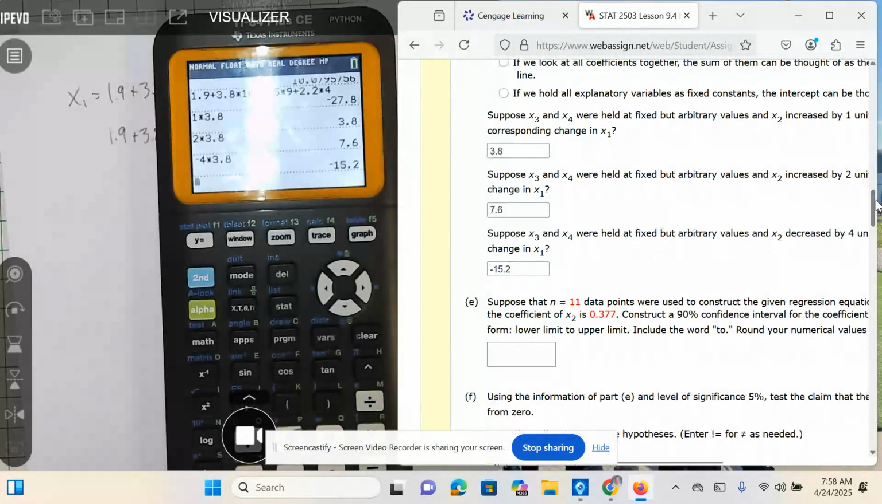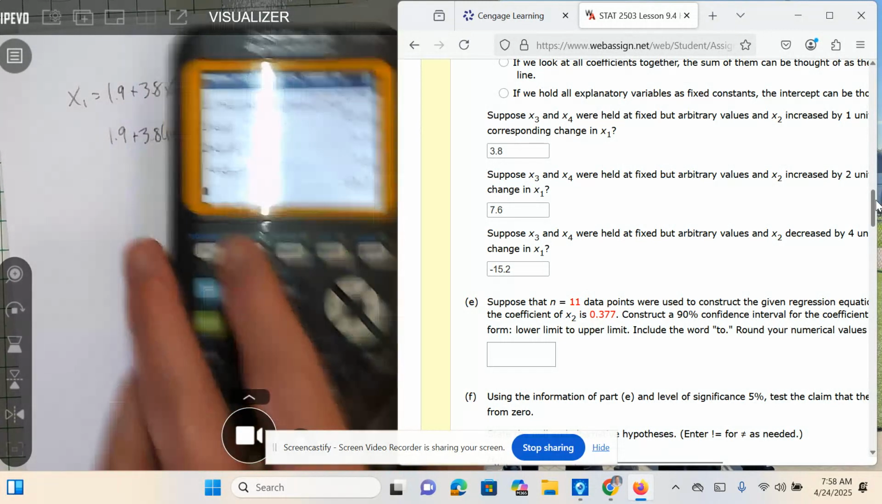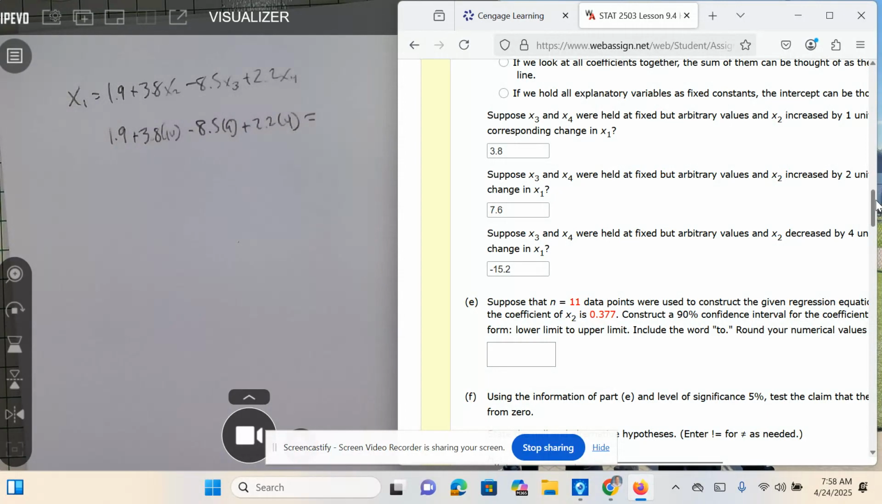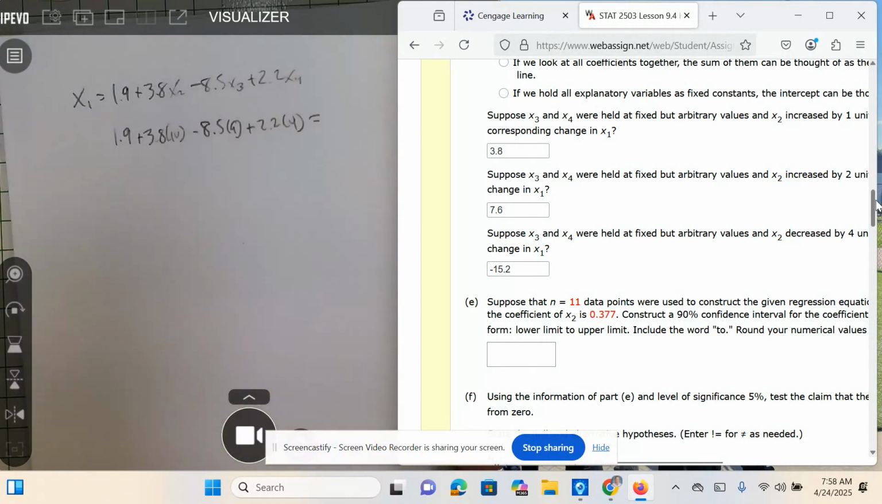Suppose that there's 11 data points used to construct the regression equation. The standard error is 0.377. Construct a 90% confidence interval for the coefficient of x2, area form from lower limit to upper limit, include the word 2. Okay, let's talk about the equation for how you do this.